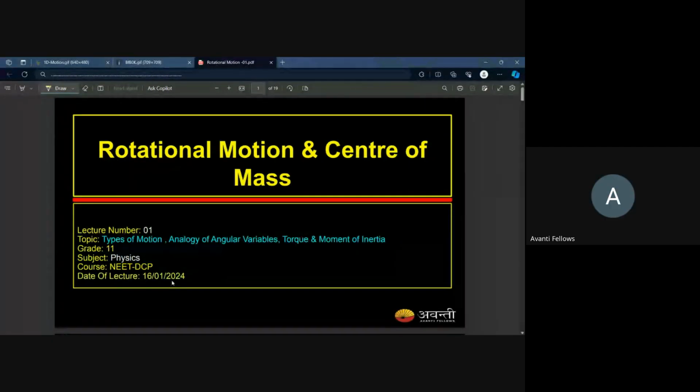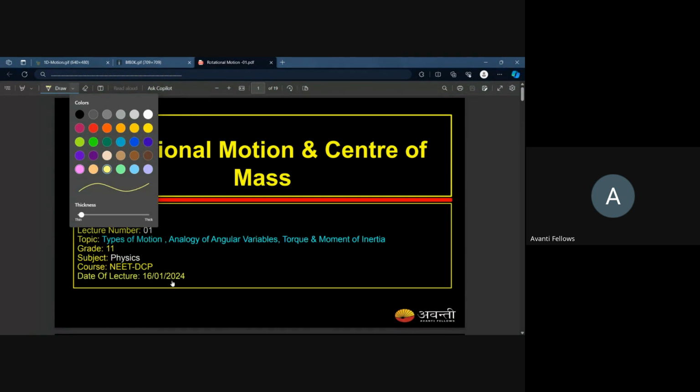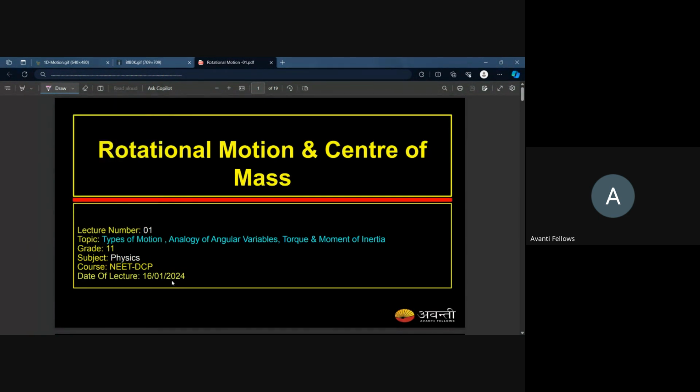Okay, so this is the first lecture of rotational motion and center of mass. Basically, this is a new series. I really want to discuss why this chapter is very, very important. It contains the entire information of all the previous topics that we have studied, whether it's kinematics, whether it's dynamics, or Newton's laws of motion. In this chapter, we are going to use all of these previous topics. So this is a very nice and important one.